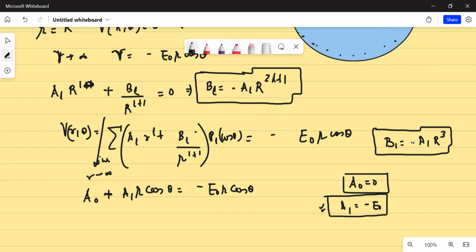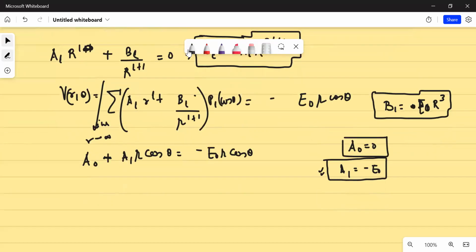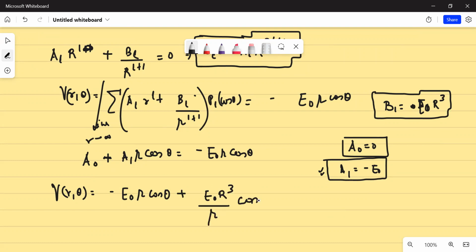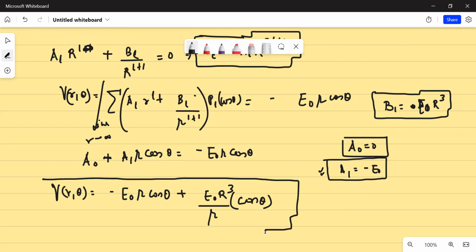Your B1 would be minus A1 R cube upon, minus, I'm so sorry, this will be like plus E naught, because A1 is minus E naught, no? So this will be E naught R cube. So overall your potential now outside in general can be written as, A1 is minus E naught, and then you can write R cos theta, and then plus you have this term given by E naught capital R cube divided by R, and then this is, I think, cos theta. Okay, so now your potential is given by minus E naught R cos theta plus E naught R cube upon small r cos theta.